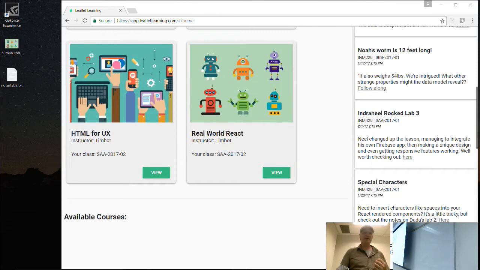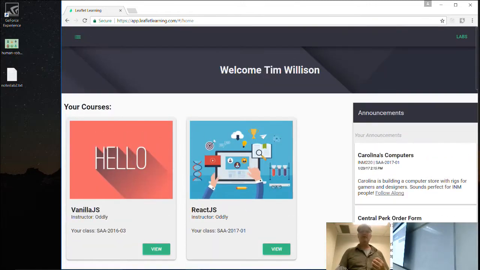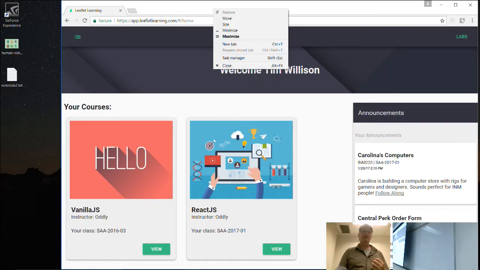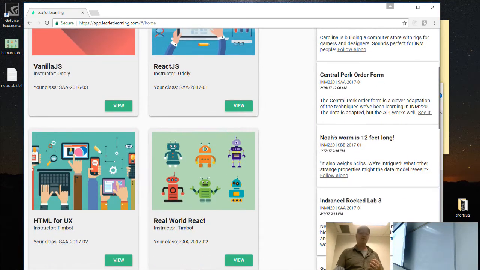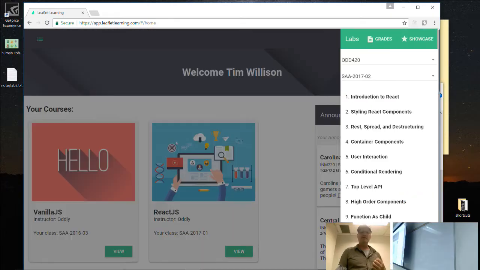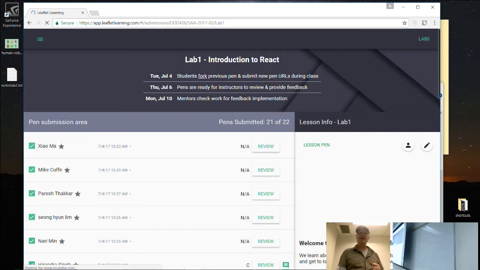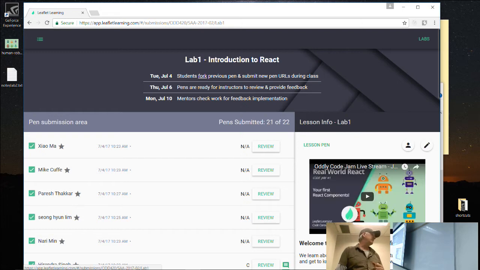Okay, so here's where you're going. If anybody is not yet enrolled, then the one you're looking for is this real world React right down here. So that's the one we're after. Once you are enrolled, I click on the view, and then here's all of our labs. So today we're on lab 2 here, but let's take a quick little look at our lab 1, just by way of review before we go too far.